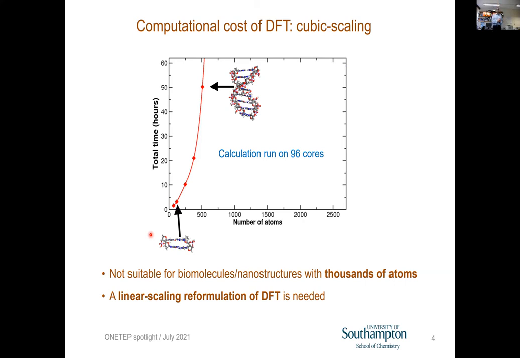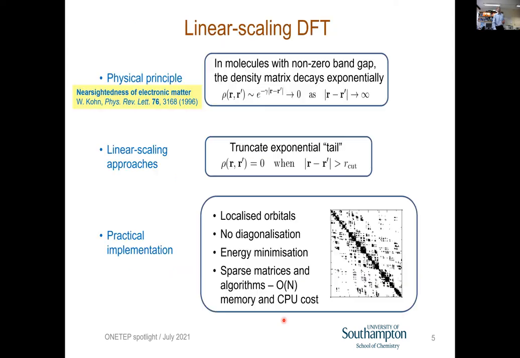So it's good for some things, but if you have problems that involve complex structures, nanostructures, systems with thousands of atoms for which, for some reason, for chemical accuracy, for example, or for other types of properties, you need to model the electronic interactions accurately, you cannot use conventional DFT, and a linear scaling reformulation is needed.